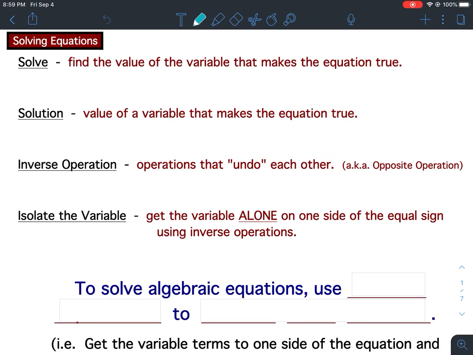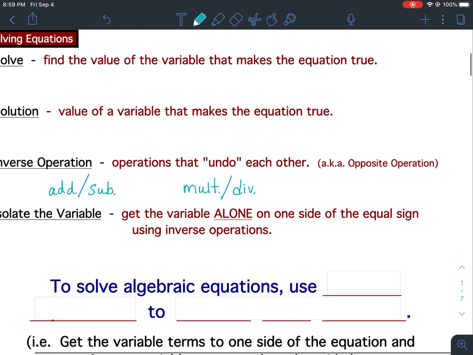Okay, so the inverse operations are operations that undo each other, or they're opposite operations. So operations that undo each other are, for example, addition and subtraction. Addition and subtraction are opposites of one another, so they are inverse operations. The opposite of multiplication is division. So multiplication and division are inverse operations.